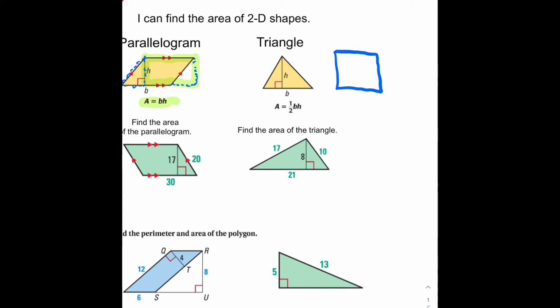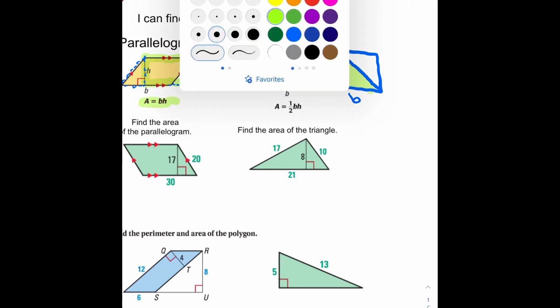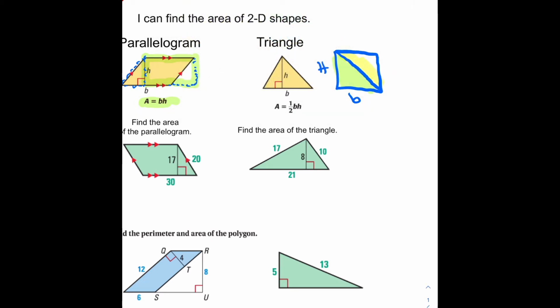It is base times height, but divided by 2. So again, if I were to look at a rectangle, base times the height, I have one triangle here and one triangle here. So base times height divided by 2 gives me my area.